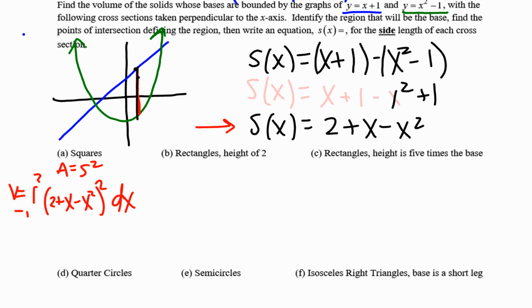All right, let's see. Rectangles with a height of 2. So base times height, 2 times, and the base is given by S. So this time we have these little rectangles, and each height is 2. So we have rectangles building on top of that. So the volume would be from -1 to 2, 2 times S.